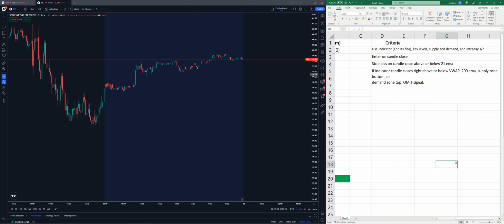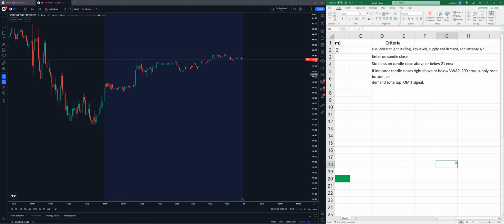So first we're going to use the indicator as well as the fib levels it comes with. And then we're going to use key levels, which I can grab from another indicator that is free on TradingView, and then supply and demand zones, and then finally intraday support and resistance. We're only going to enter on candle closes, and our stop loss is only going to be above or below the 21 EMA. This is just to keep things simple, and on the 2-minute time frame, the 21 EMA is going to stick a little bit closer than on the 5-minute time frame, so that's okay.